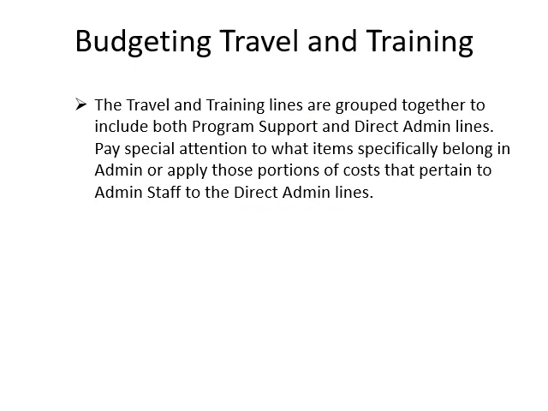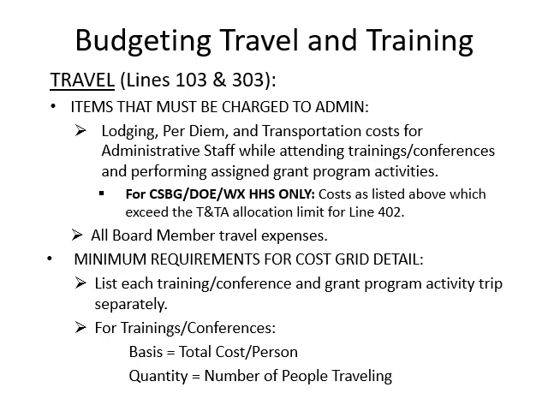The travel and training lines are grouped together to include both program support and direct admin lines. Pay special attention to what items specifically belong in admin, or apply those portions of costs that pertain to admin staff to the direct admin lines. The items that must be charged to admin for travel are lodging, per diem, and transportation costs for administrative staff while attending trainings or conferences and performing assigned grant program activities.